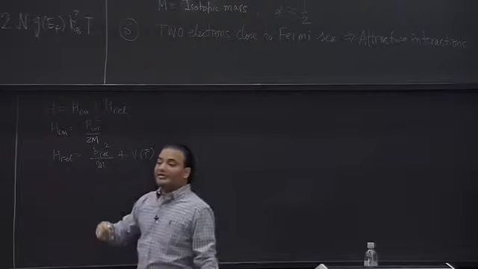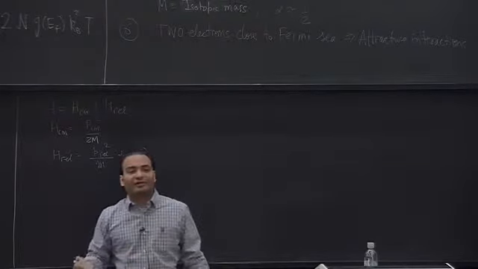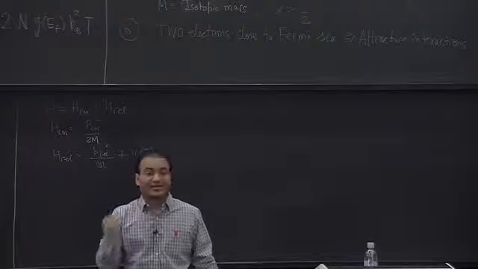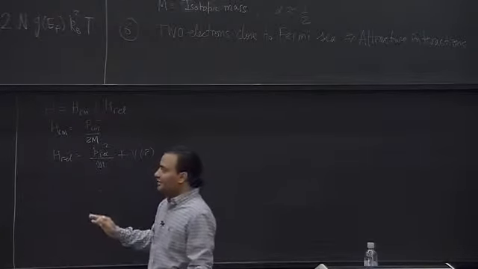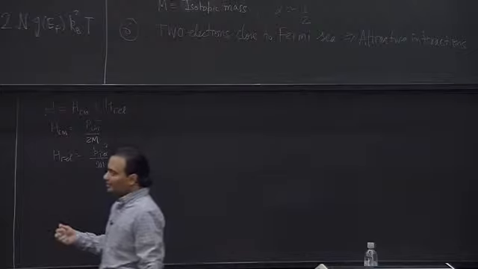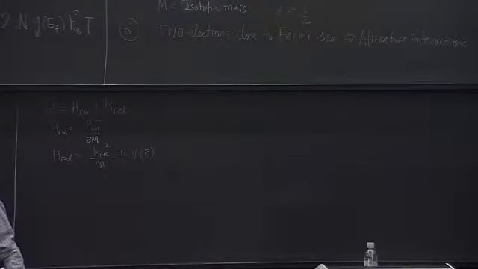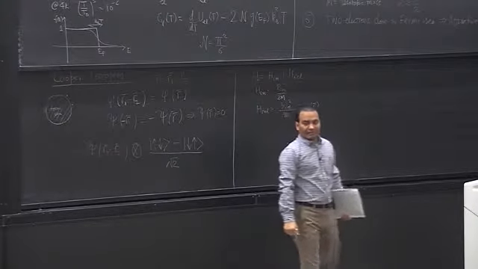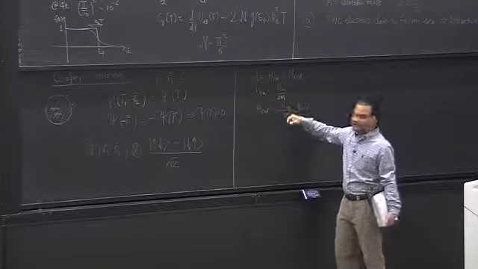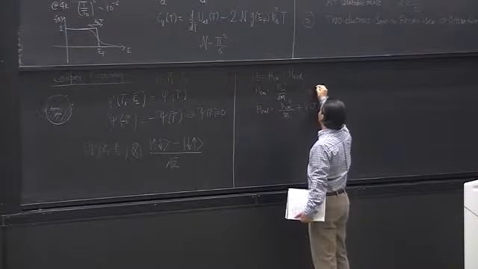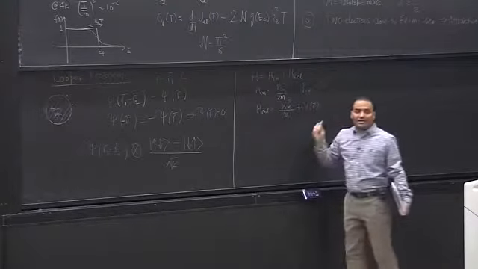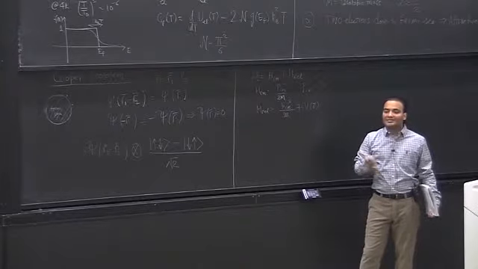Now, we will minimize the energy of this particular object. We'll choose the center of mass momentum to be 0. So we are going to minimize the energy in the center of mass coordinate, because we are not interested in the center of mass coordinate, but in the relative coordinate here. So we want to ignore any dynamics in the center of mass coordinate. So we are choosing the center of mass momentum to be 0. What that means is the momenta of the two electrons are equal and opposite.